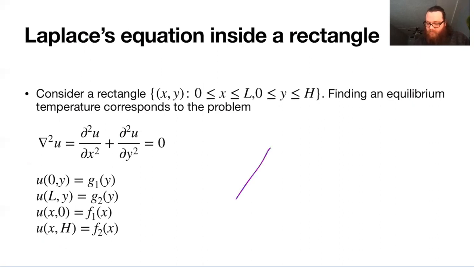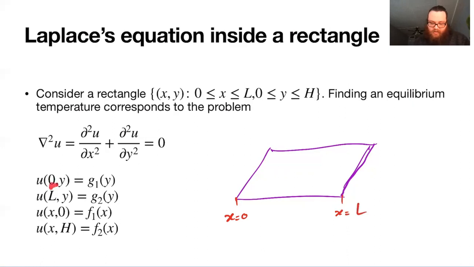So let's draw a rectangle, something like that. Down here, x equals 0, all the way up to x equals L, because the x coordinates go from 0 to L. Likewise, over here, we have y equals 0, all the way up to y equals h. I guess that's what's written right there. And now the question is, what do the boundary conditions look like?